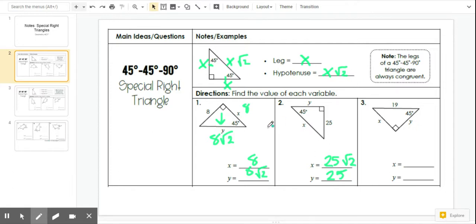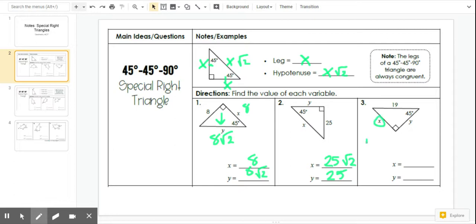You can see that when they give you one of the legs, it's pretty easy because you can right away find the other leg and then multiply by the square root of 2, and that's the hypotenuse. But it's a little different when they give you the hypotenuse and you need to find the leg. So here's what we do. We know 19 is the hypotenuse, and the hypotenuse is always equal to a leg times the square root of 2. So we're going to solve for x first.